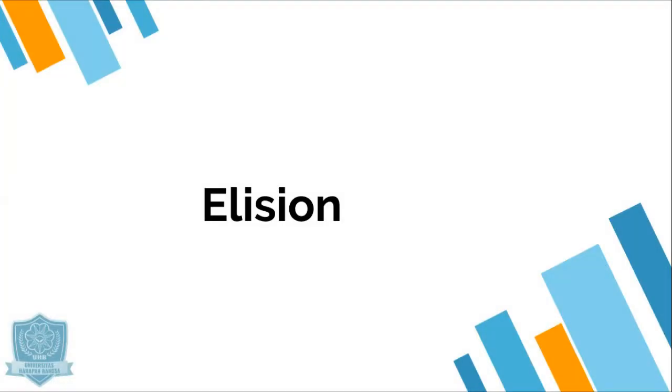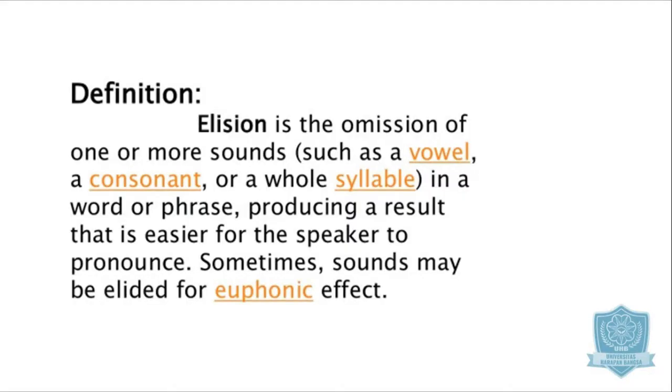And then the second discussion is about elision. Talking about the definition, elision means the omission of one or more sounds, such as a vowel, a consonant, or a whole syllable. So it is not only a vowel or consonant, but both of them. It can be a syllable too, in a word or phrase, producing a result that is easier for the speaker to pronounce. Sometimes sounds may be omitted for euphonic effect.